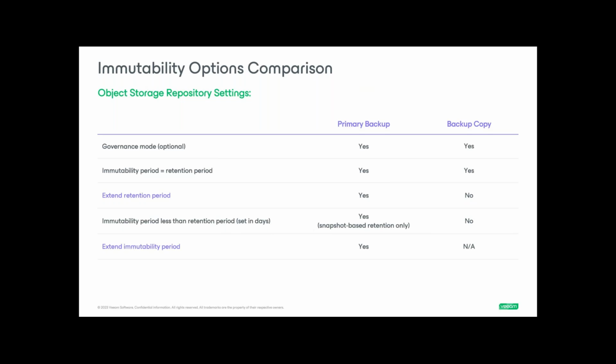Immutability period equal to retention period or less than, that's absolutely supported. Extending the retention period is supported on primary backup, not on the backup copy. So you just want to make note of that. Immutability period is less than the day set, and then extending an immutability period is supported on primary backup.